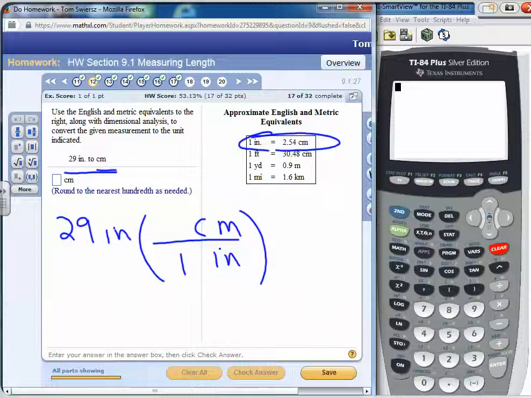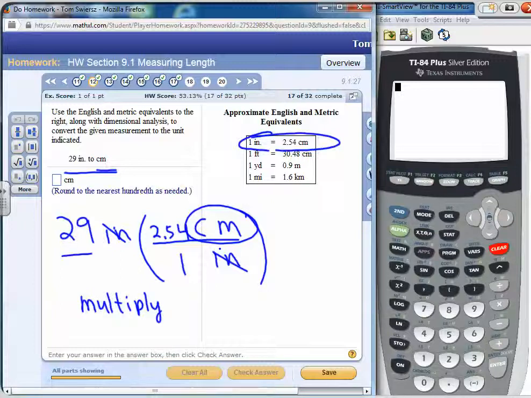Then use your English to metric equivalents here with the correct coefficients given here. 1 is for 1 inch, and every 1 inch is 2.54 centimeters. So we're multiplying by basically the value 1, because 2.54 centimeters and 1 inch are equivalent. So that's how we can change. The inches cancel. The units will be centimeters. The 2.54 is in the numerator, so we're going to multiply the 29 and the 2.54, and that will give us the number of centimeters. Okay, so set it up with dimensional analysis, and then you'll know whether to multiply or divide.